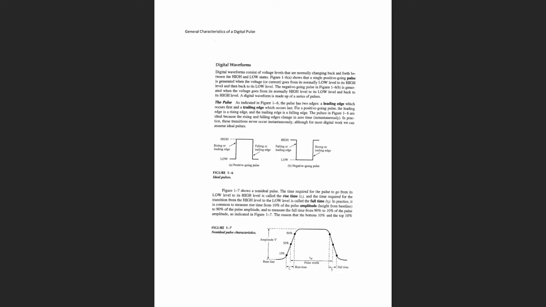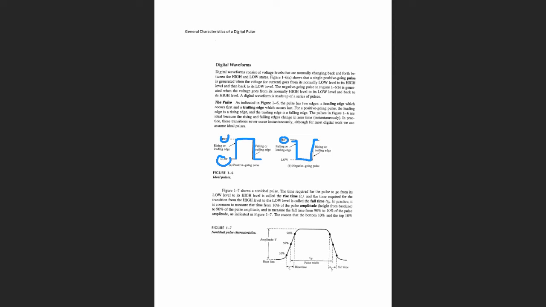So right here, we start off at 0 volts, and then we go up to 5 volts. We stay at 5 volts for a certain amount of time, and then we drop back off to 0 volts. We call that a positive going pulse. Whereas on the other one, we start off at 5 volts, and then we drop down to 0 volts, and we stay at 0 volts for a certain amount of time, and then we go back up to 5 volts. They call that a negative going pulse.